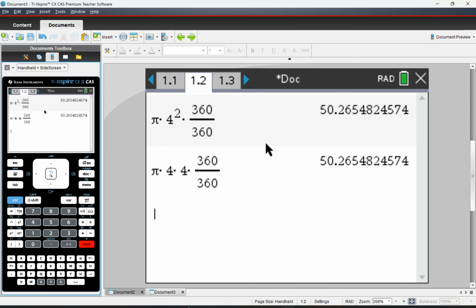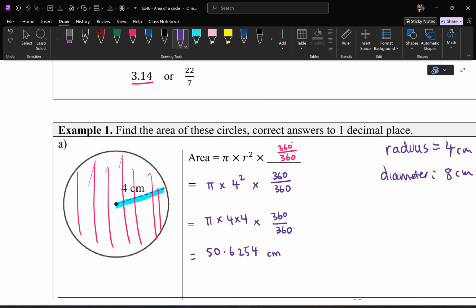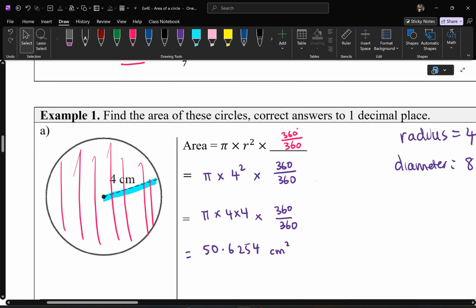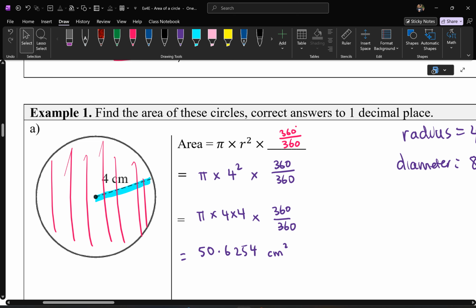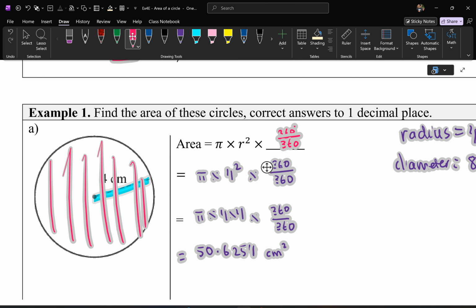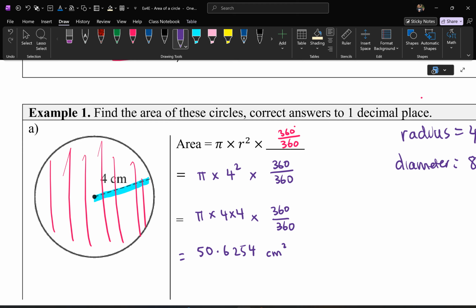So 50.2654, and don't forget to write the area in squared units, so it's squared centimeters. But even at this point, you're still not getting full marks. Why? What have I done wrong? Very good. It says correct answers to 1 decimal place. If you don't correct in 1 decimal place, I will penalize you. So it must be the next answer to 1 decimal place. What is that, Ryan? What's my answer to 1 decimal place?